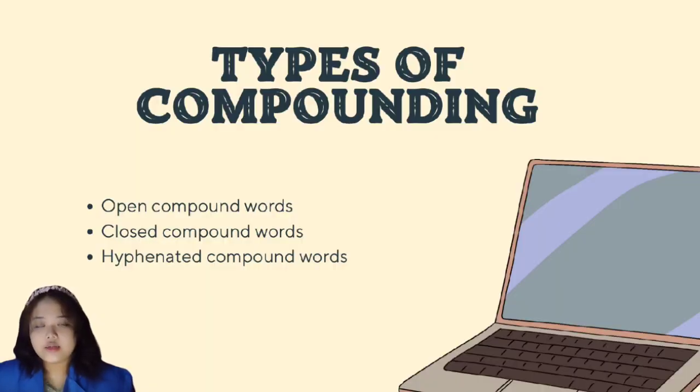And next, the types of compounding. Compounding has three types. The first is open compound words. The second is closed compound words. The third is hyphenated compound words.